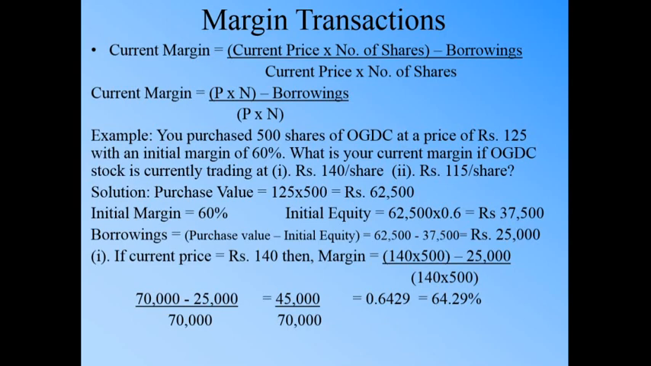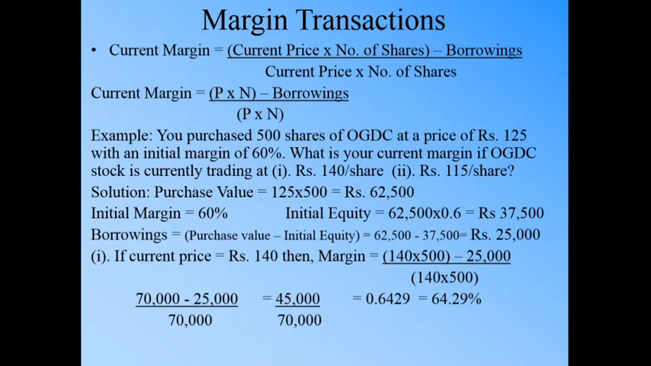This is the solution: the purchase value is 125 into 500, so the total purchase value is 62,500. Let's say the initial margin is 60%, so the initial equity will be the purchase value, 62,500, multiplied by 60%, that is 0.6. So it means your initial equity is 37,500. So how much will the borrowing be? From the 62,500 total value, 37,500 is your equity, so the remaining is your borrowing, and that is 25,000.